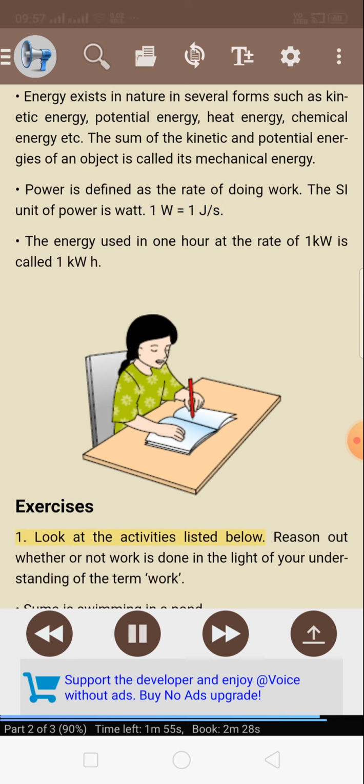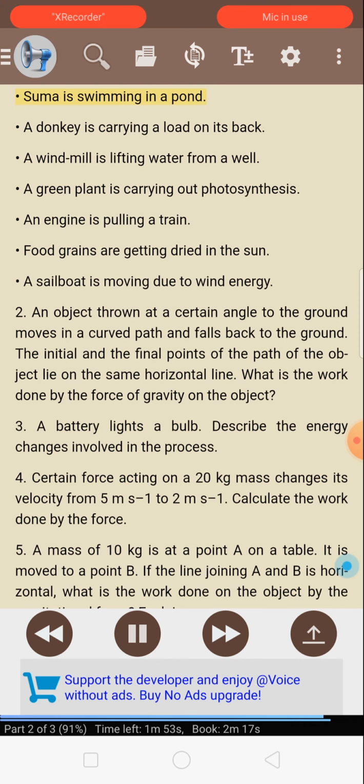Exercises. 1. Look at the activities listed below. Reason out whether or not work is done in the light of your understanding of the term work. Sumo is swimming in a pond. A donkey is carrying a load on its back. A windmill is lifting water from a well. A green plant is carrying out photosynthesis. An engine is pulling a train. Food grains are getting dried in the sun. A sailboat is moving due to wind energy.